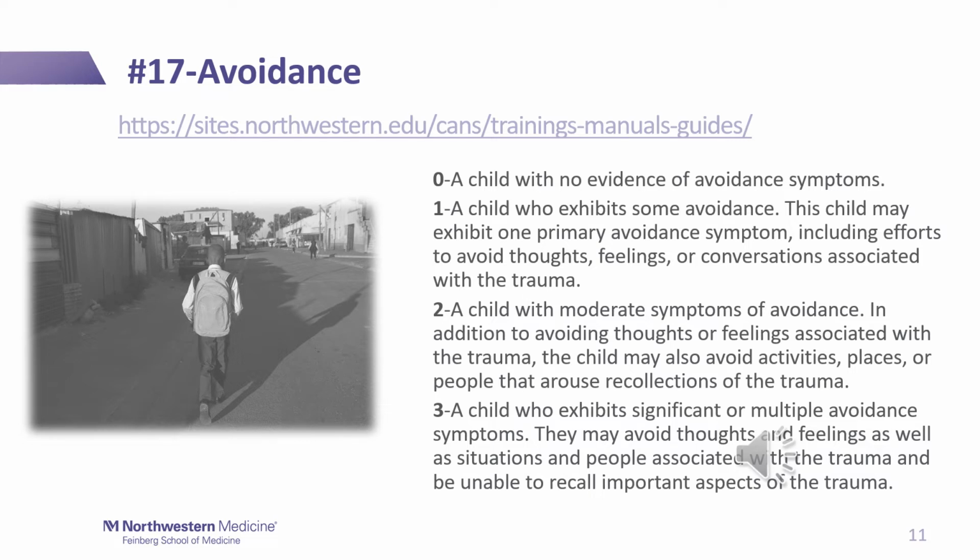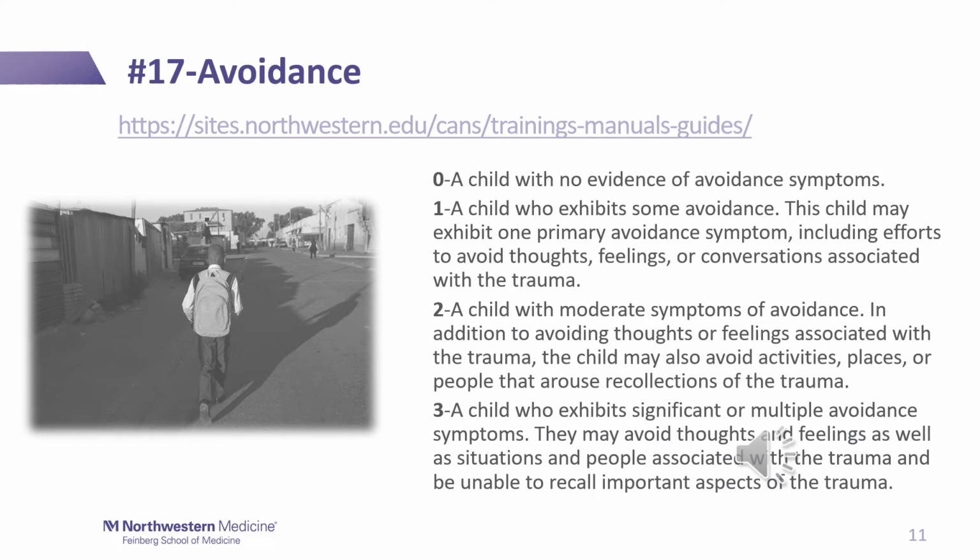The item levels for number 17, avoidance, include 1, a child who's exhibiting some avoidance. This child may exhibit one primary avoidance symptom, including efforts to avoid thoughts, feelings, or conversations associated with the trauma. A 2, a child with moderate symptoms of avoidance. In addition to avoiding thoughts or feelings associated with the trauma, the child may also avoid activities, places, or people that arouse recollections of the trauma.